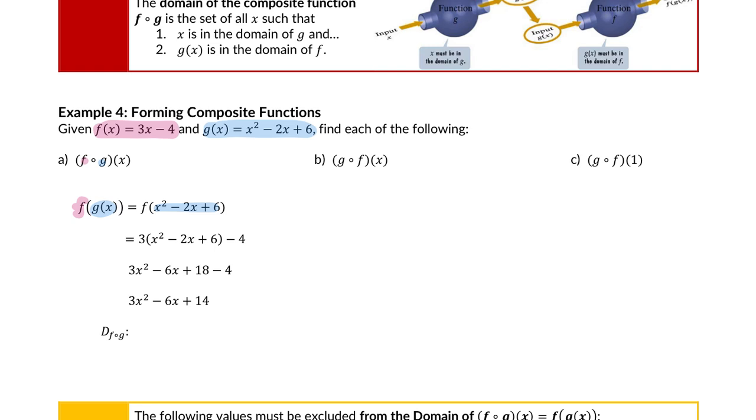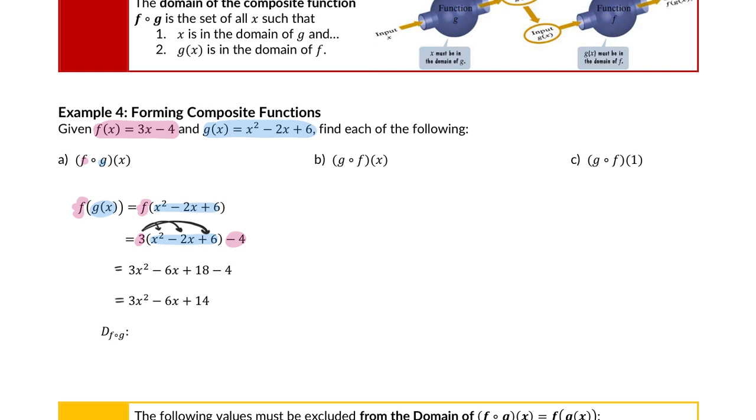Then I actually have to do the f function. So the f function for us says 3 times x minus 4, but the x is that function that we have plugged in. Based on what the math is telling me to do here, I'm going to have to distribute and then combine like terms. So I end up with f of g of x being the function 3x squared minus 6x plus 14.